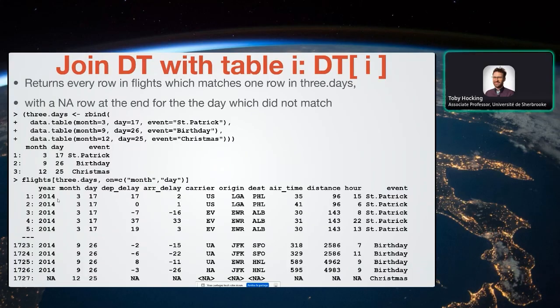And so what we get back is some data for March 17th, some data for September 26th, and finally we get some missing data down at the end for December 25th, indicating that there were no flights that happened on December 25th. So this is the idea of the right join. We're always going to get at least one row for anything that we specify inside of this i argument in square brackets. And when there's no corresponding data in flights, we're going to get one row with NA, a missing value.